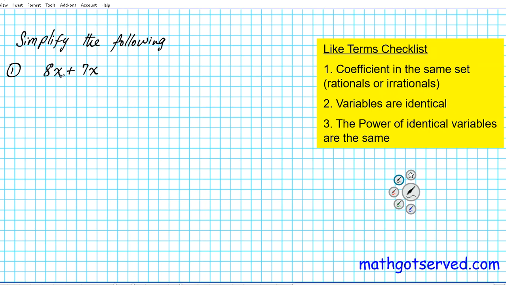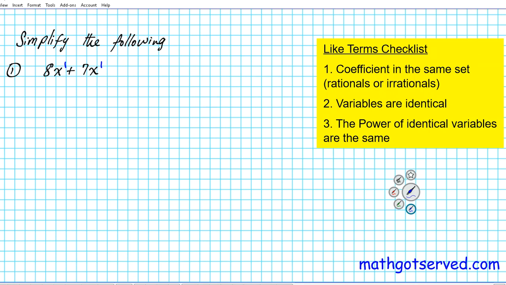Because we have an x and an x, identical variables. And then if you look at their powers, are the powers the same? Well, the x and the x do not have powers because their powers are invisible. So if you don't have a power specified, the default power, invisible power, is 1. So the power of the x variable is 1 for the first term, and the power of the x for the second term is also 1. So we have a check for all three cases. Coefficients of both rationals, variables are identical, and the powers of the variables are the same.